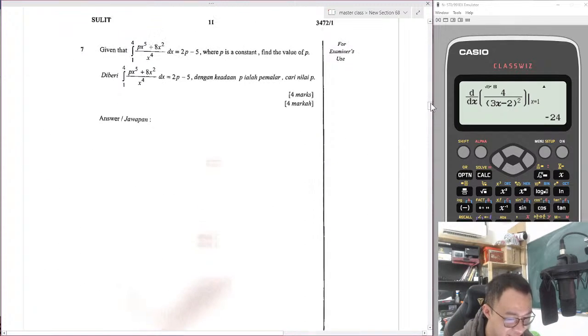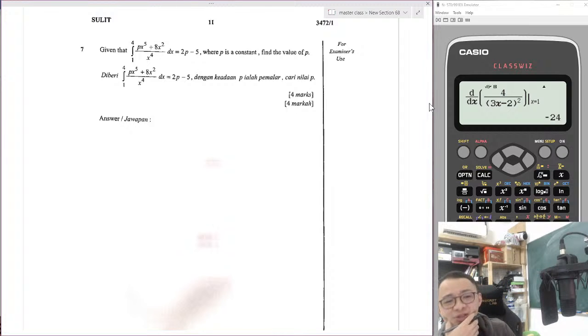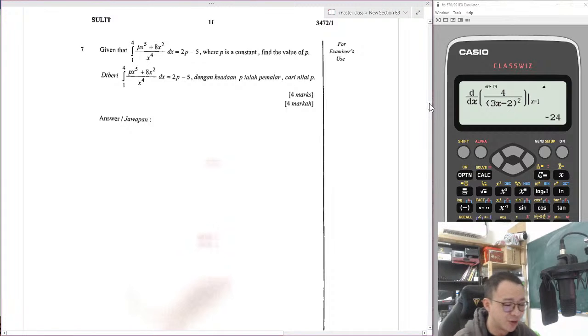Okay, number 7 here. This one is another integration, and they ask you to find the value of P. Quite straightforward, but you can't integrate the whole fraction without simplifying it. Whenever you see integration, remember, we don't have the so-called quotient rule for integration. In STPM you will learn some methods to integrate this without needing to simplify it, but in SPM, we always need to simplify it. So this is how I simplify.